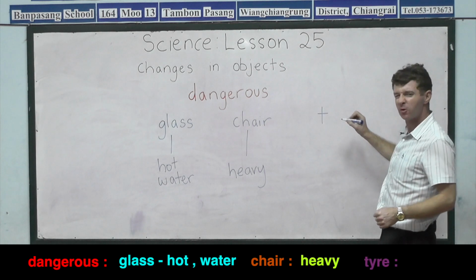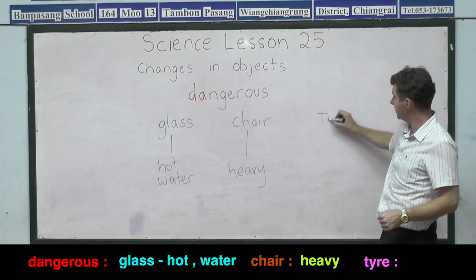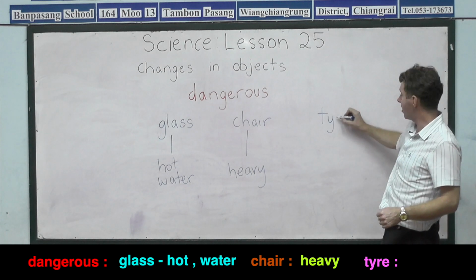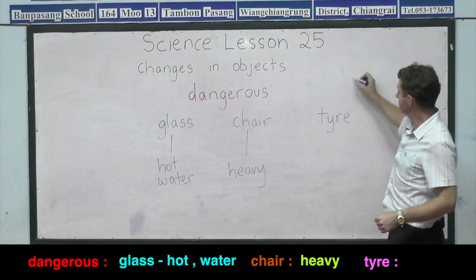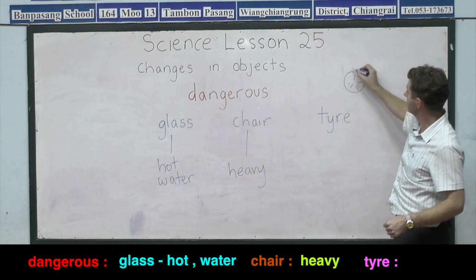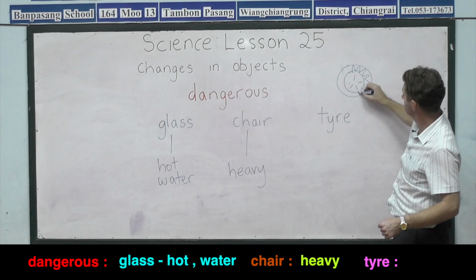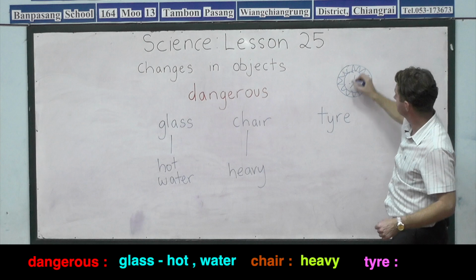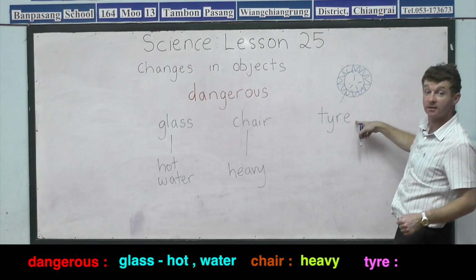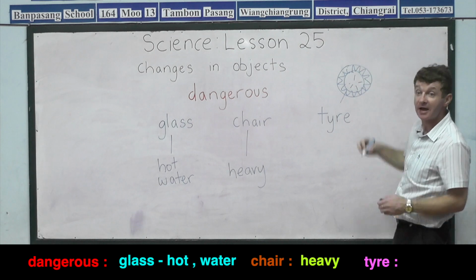T. Anyone know how to spell? This is hard to spell. T-Y-R-E. You know you have the wheel. Say this is the wheel of the car. And outside the wheel we have the rubber. This is called the tire. Tire is the rubber outside of the wheel.